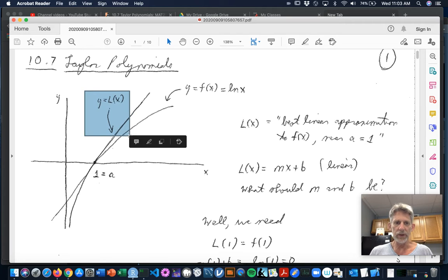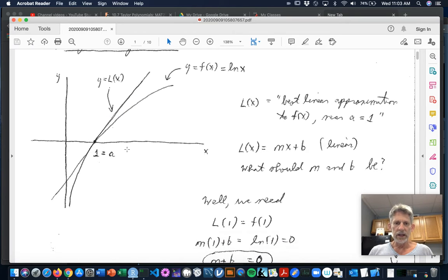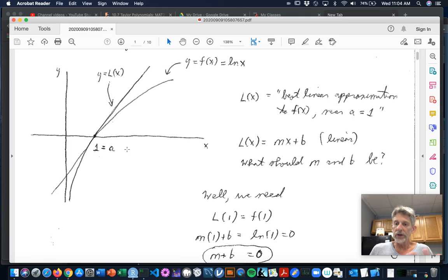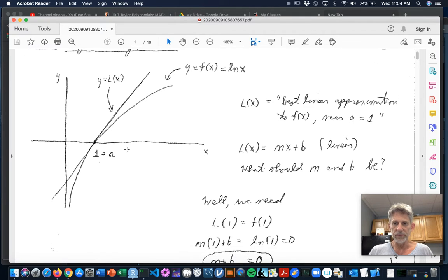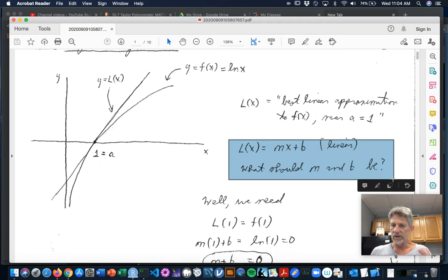Here's a graph of what it might look like. What should it be in order to be the best linear approximation? Well, let's set up that question by thinking of L of x as a linear function. So it's like mx plus b, where m and b are real numbers. m's the slope and b's the y-intercept, and what should the m and the b be?